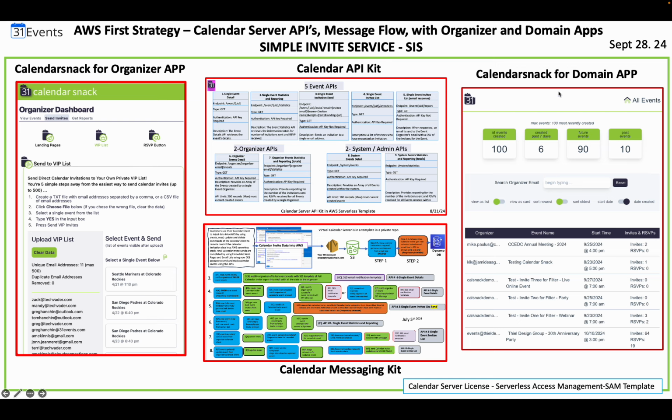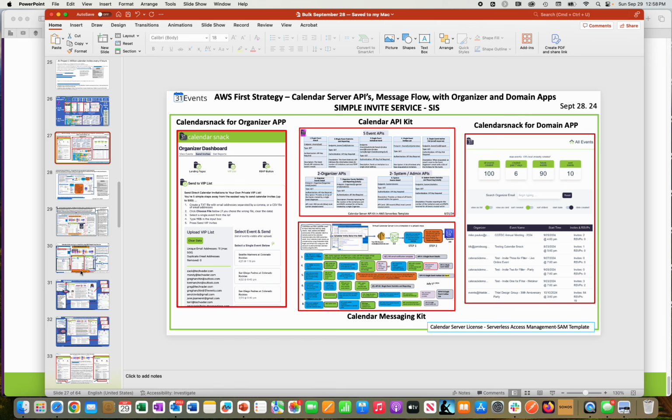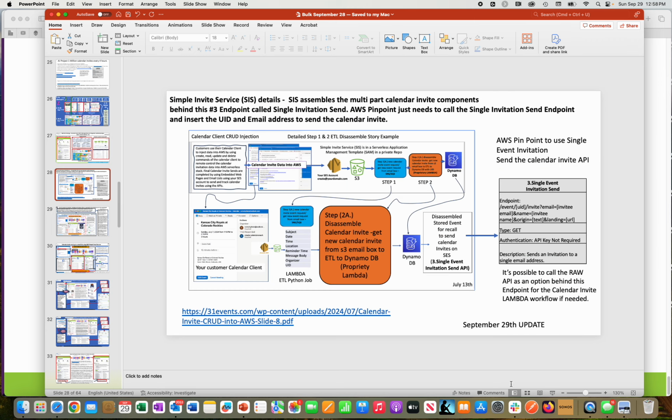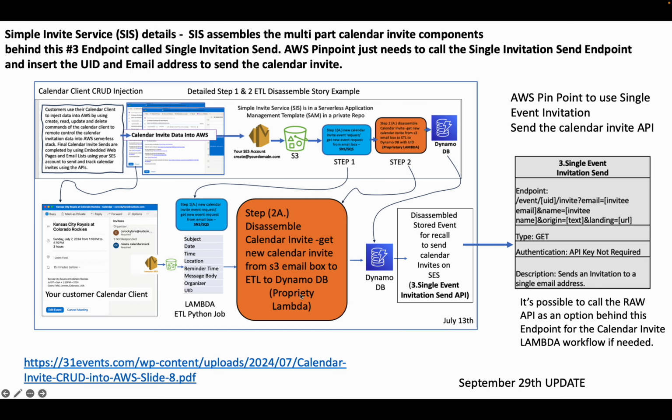Now, in particular, at a domain level, we can collect all the domain data too. It's being used with the SES account. Specifically, though, I'm going to get out of this one here and then take you into basically how the sausage is made with this API. So the calendar invite is actually disassembled when you send it to us, and then we put it into the S3 bucket, and we take it from there and insert it into DynamoDB as a multi-part. Then the multi-part raw API is used when we call this API here for single event invitation send.